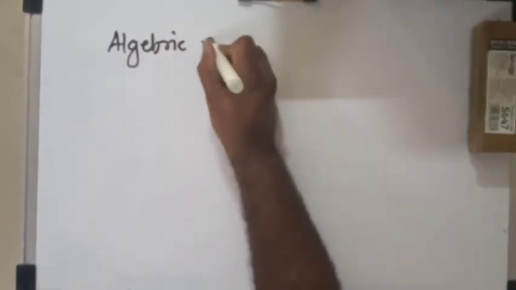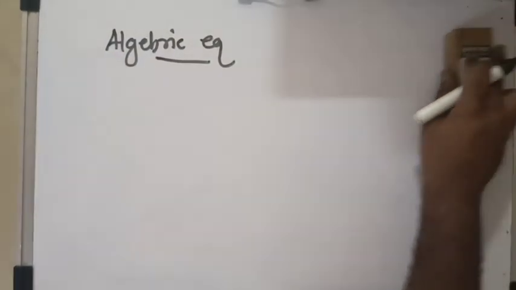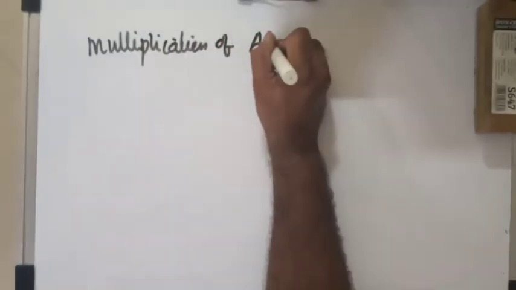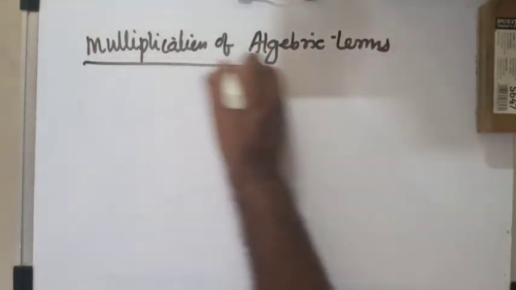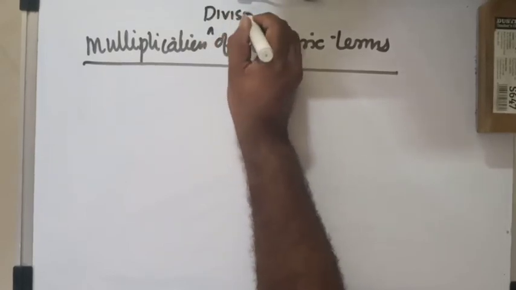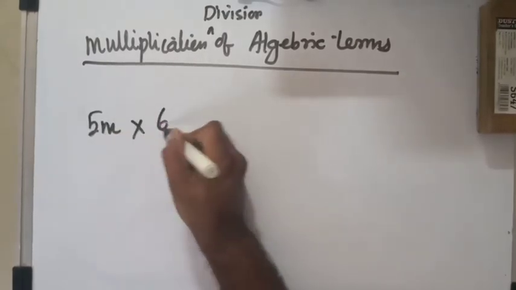Now we'll be seeing algebraic equations. No, before seeing algebraic equations, let's see the multiplication of algebraic terms. How to multiply or divide algebraic terms? Multiplication, division. Say 5m into 6m.